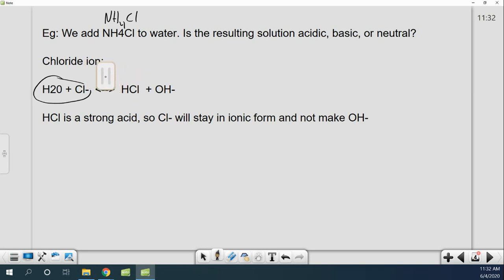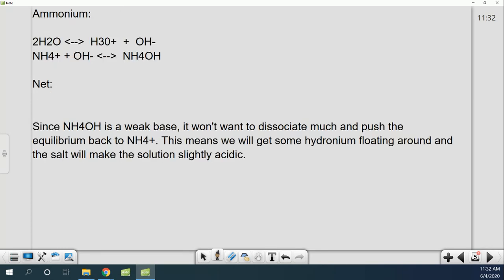Those are both neutral. So chloride staying in ionic form. We're not making any hydroxide, so we're not making a basic solution. Let's check the other side. Ammonium, being positive, is going to want to react with the hydroxide. So we start by writing out the dissociation of water. Then we write out how the positive one reacts with the hydroxide. So in this case, it makes ammonium hydroxide right here.